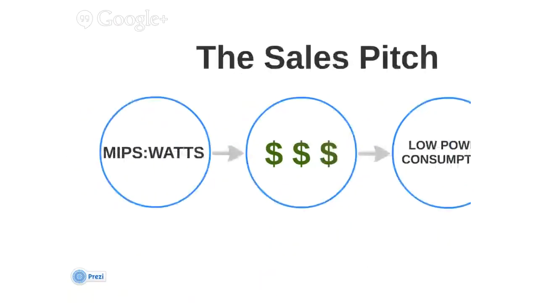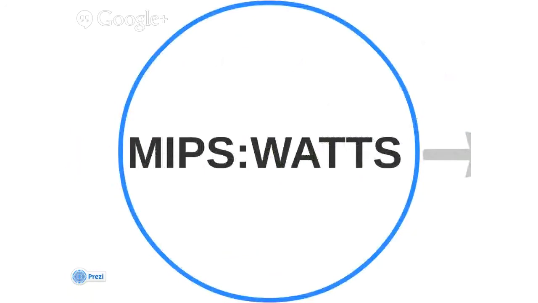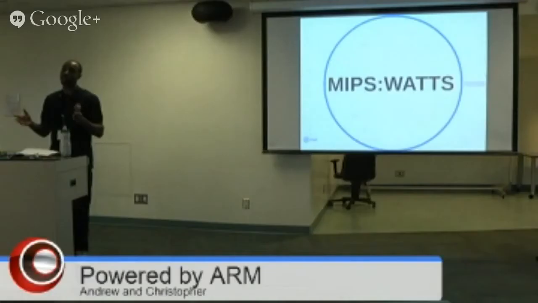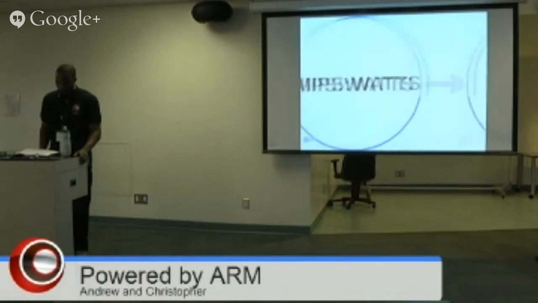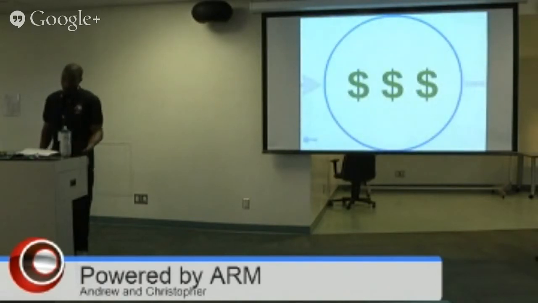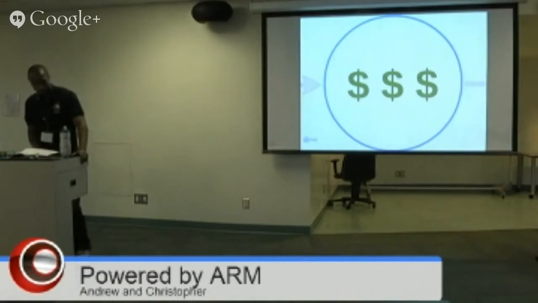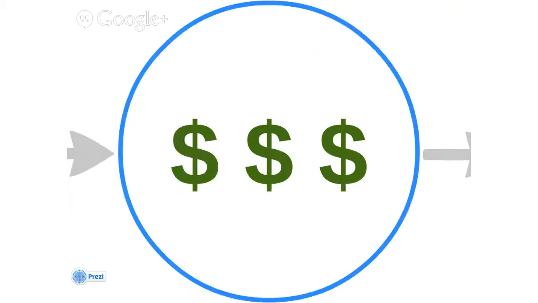It has the best MIPS to watts ratio. MIPS, if you don't know what that stands for, is million instructions per second, and it's generally used to measure how good a chip is, like how well it'll perform, the value of that particular chip, right? So the better the ratio, the better the chip is. So this translates into more savings. You get more bang for your buck with a good MIPS to watts ratio.